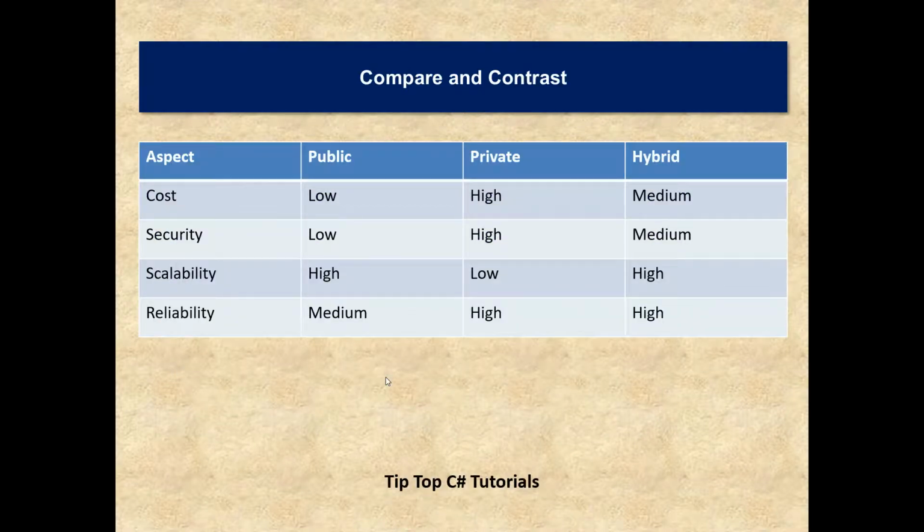Let's do a comparison and contrasting of different aspects among all these cloud models. The first one is cost. So for public, it's low because we don't need to set up the infrastructure. We don't need to hire personnel. We don't need to procure all the commodity hardware. So in this case, it's low. You just need to pay for what you are using. All the management part is taken care of by CSP.